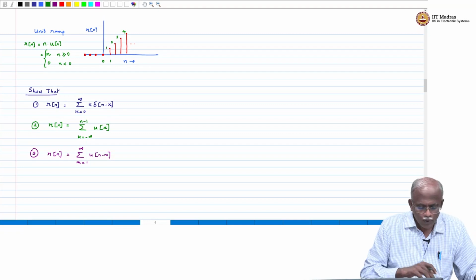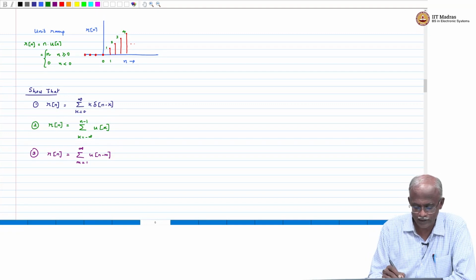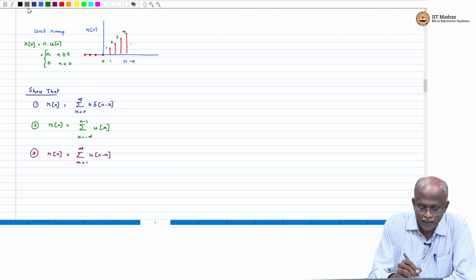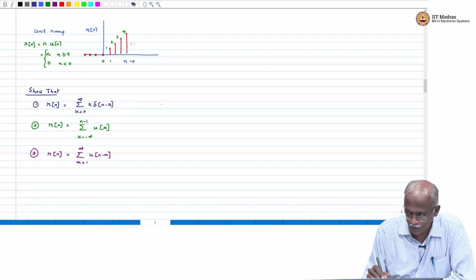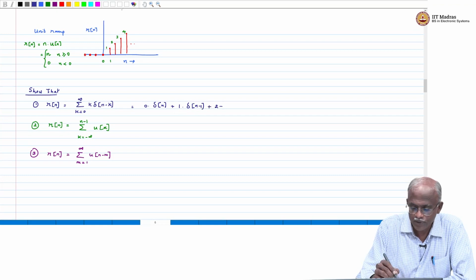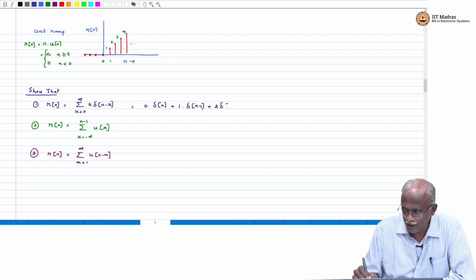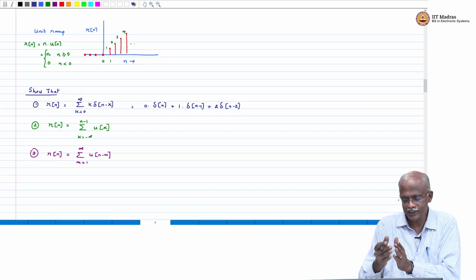So how can we verify these three properties? Let's take the first of the three properties. We said the ramp r of n is equal to the sum over k equal to 0 through infinity. So, the first term is k equal to 0. If you expand it, it is 0 times delta of n plus 1 times delta of n minus 1 plus 2 times delta of n minus 2 and so on. That is exactly, if you remember, the delayed unit sample functions that are scaled.